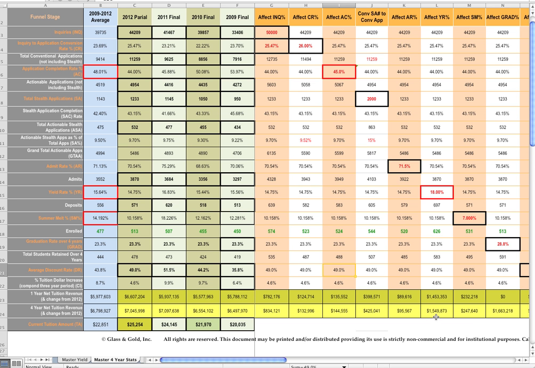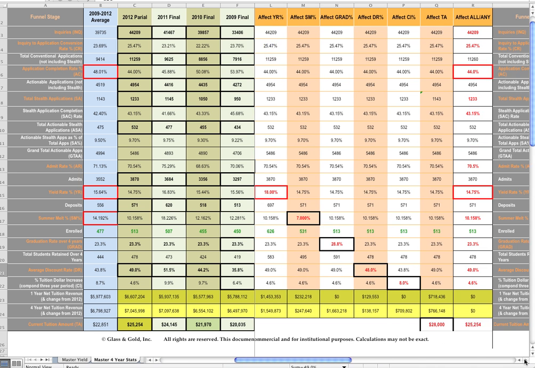4-year revenue is 1.5. One reason that 4-year revenue is relatively low is because our graduation rate over 4 years is relatively low. What would happen if we increased that graduation rate by 5%? That change alone would increase net revenue over 4 years by $1.6 million.